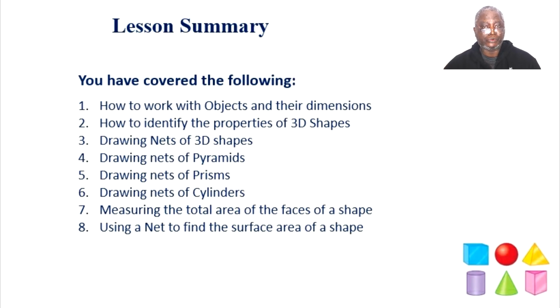And before we go, let's look at a summary of what we've covered. You've covered the following: how to work with objects and their dimensions, how to identify the properties of 3D shapes, how to draw nets of 3D shapes, how to draw nets of pyramids, how to draw nets of prisms, drawing nets of cylinders, and how to measure the total area of the faces of a shape. We also have covered how to use a net to find the surface area of a shape.